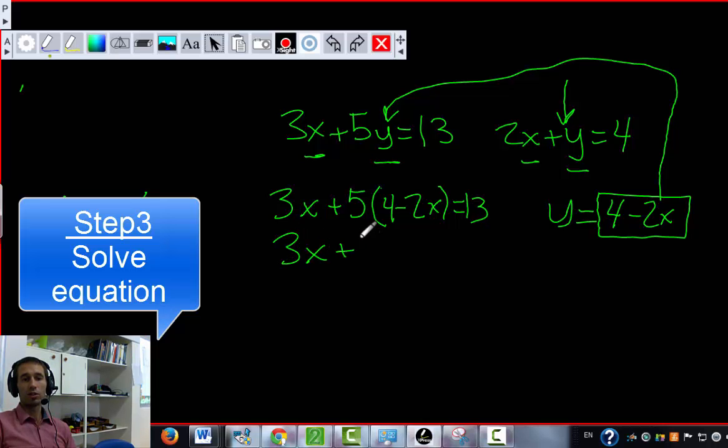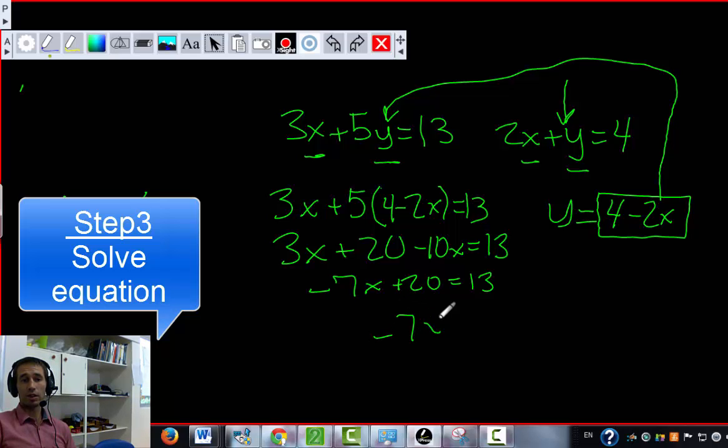So we're going to go ahead and distribute. 5 times 4 is 20, minus 10x, is equal to 13. We can combine like terms, this 3x and this minus 10x, and we get negative 7x plus 20 is equal to 13. I'm going to subtract 20 on both sides, so I get negative 7x is equal to negative 7. If I divide by negative 7 on both sides, I get x is equal to 1. That's one of my answers.